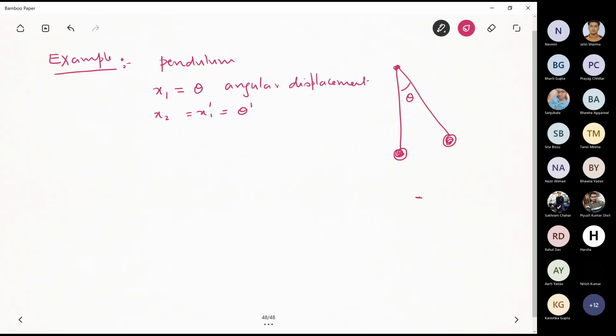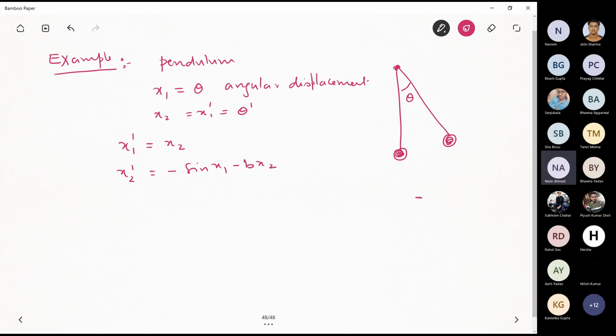So this is governed by a mathematical model which is given like this, that is x1 prime is equal to x2 and x2 prime is equal to minus sin x1 minus b x2.